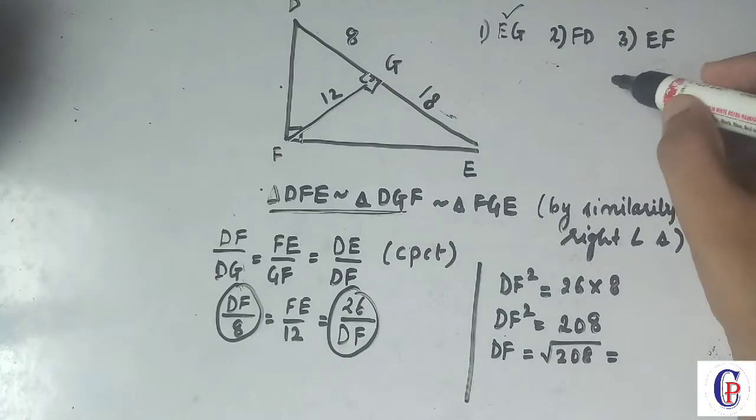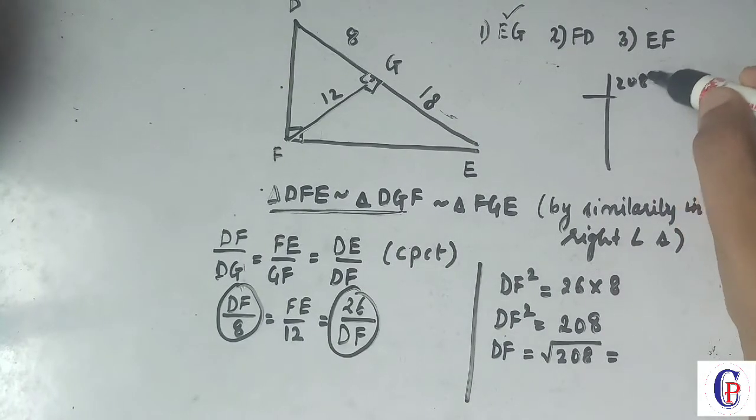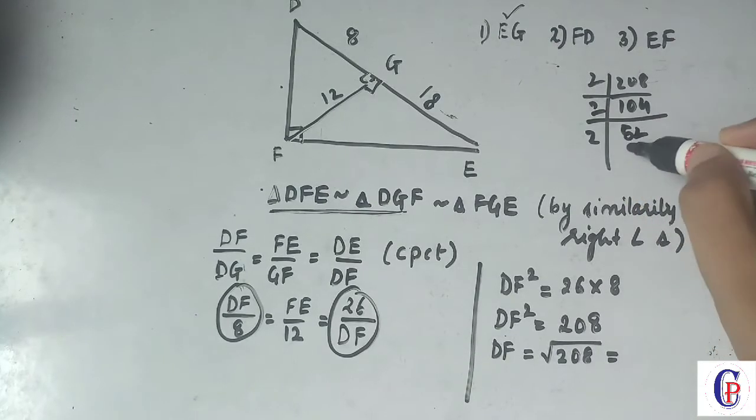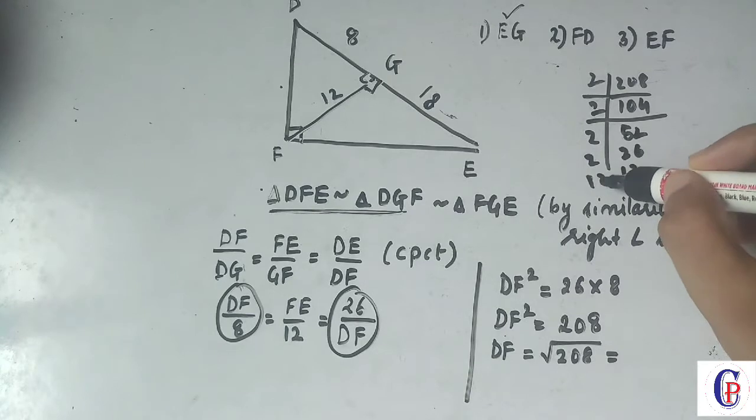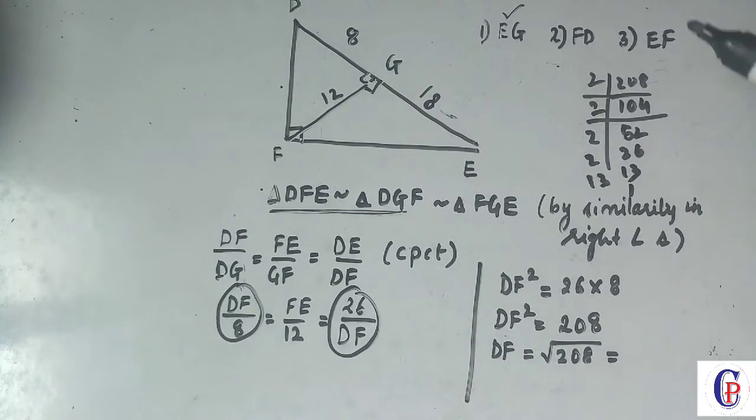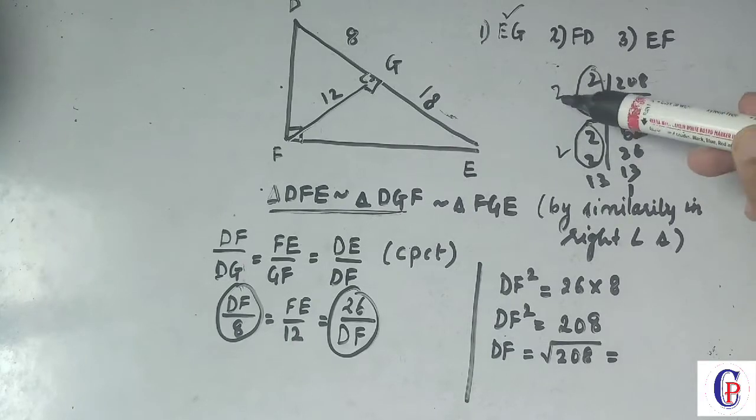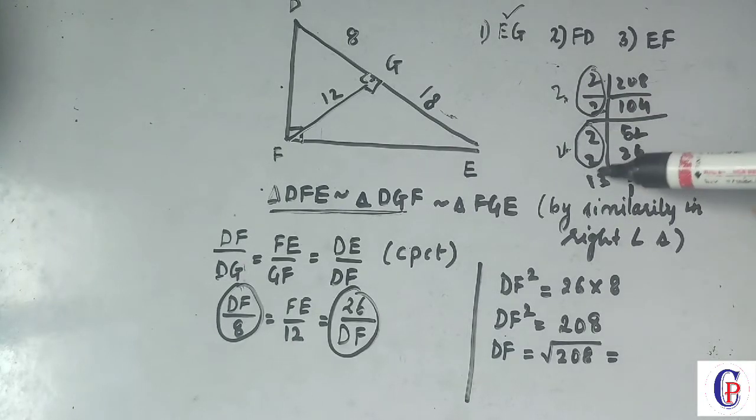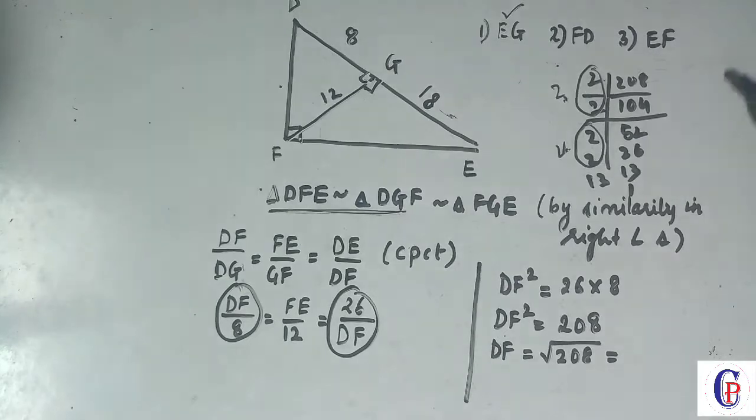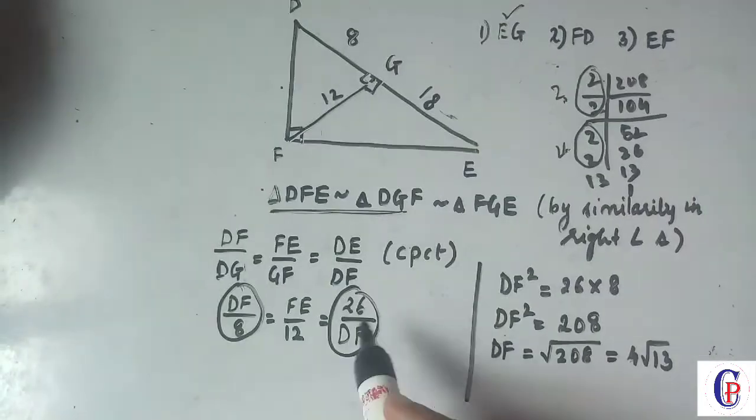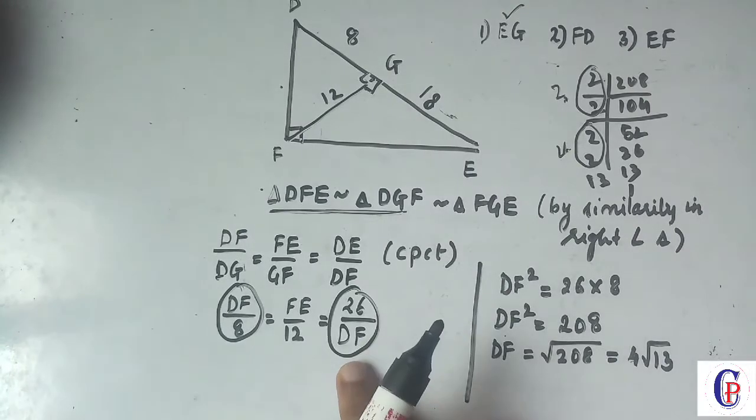By the factorization method. So 2 104s, 2 52s, 2 26s, 2 13s, 13 ones. Since this is a square root, we will group two same numbers. So 2 and 2 will give you 2, and 2 and 2 again give you 4. And for 13, there is no pair, so 13 will remain in the root. So the answer is 4 root 13. Now we have found this value. DF is 4 root 13.